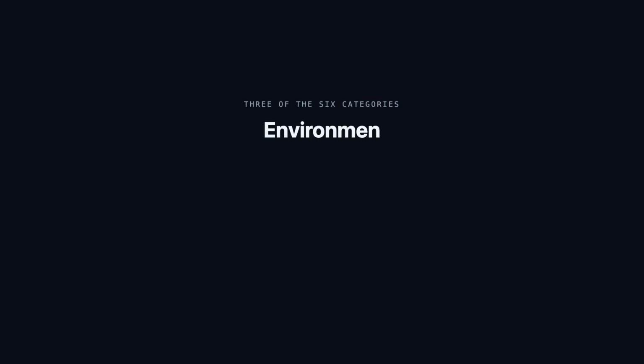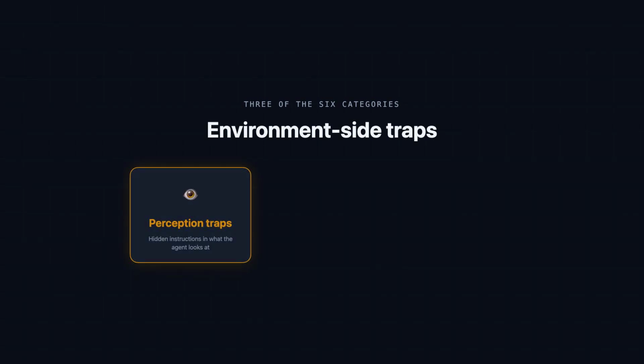The full paper names 6 categories, mapped across perception, reasoning, memory, action, multi-agent coordination, and the human supervisor. Here are 3 representative ones to make the idea concrete. Perception traps. Hidden instructions embedded in what the agent looks at, invisible to a human reviewer but read straight into the model's context as if you had typed them yourself.